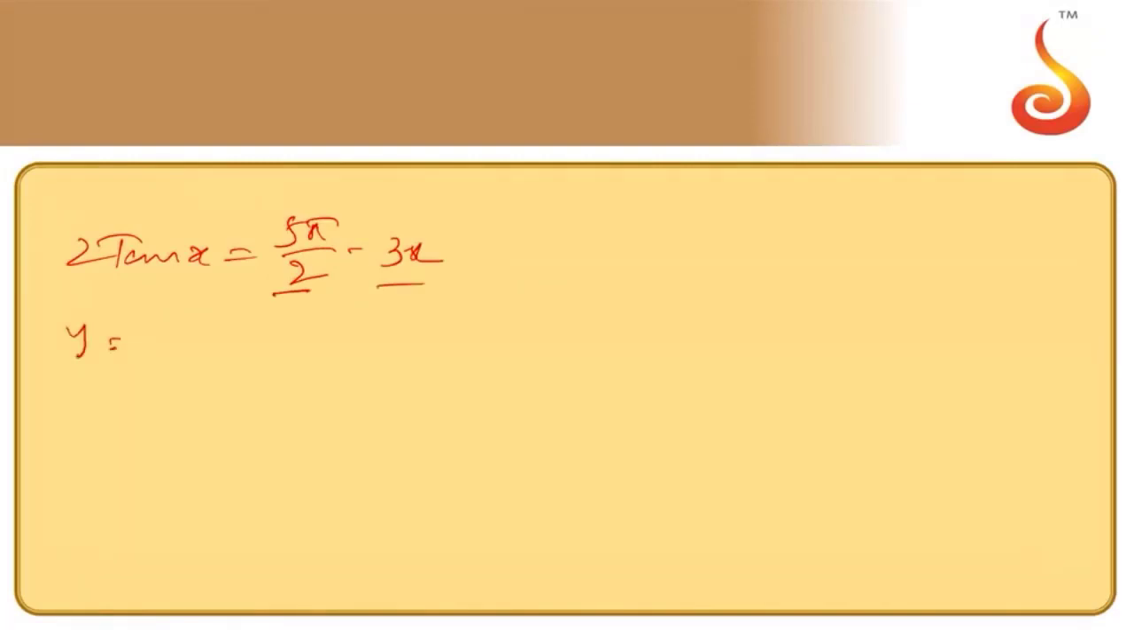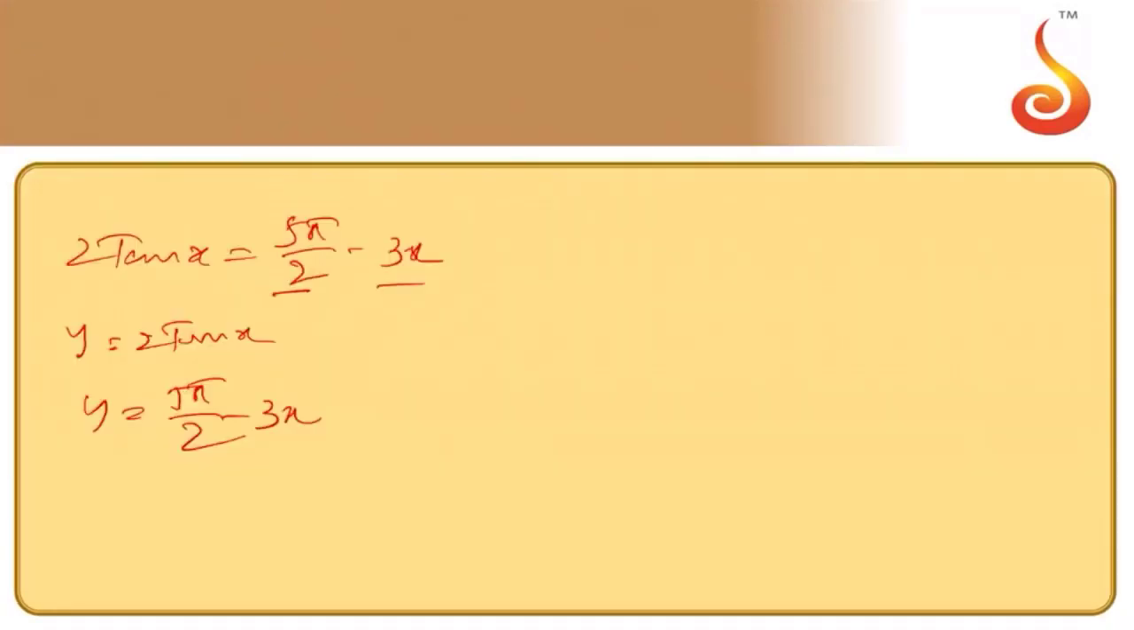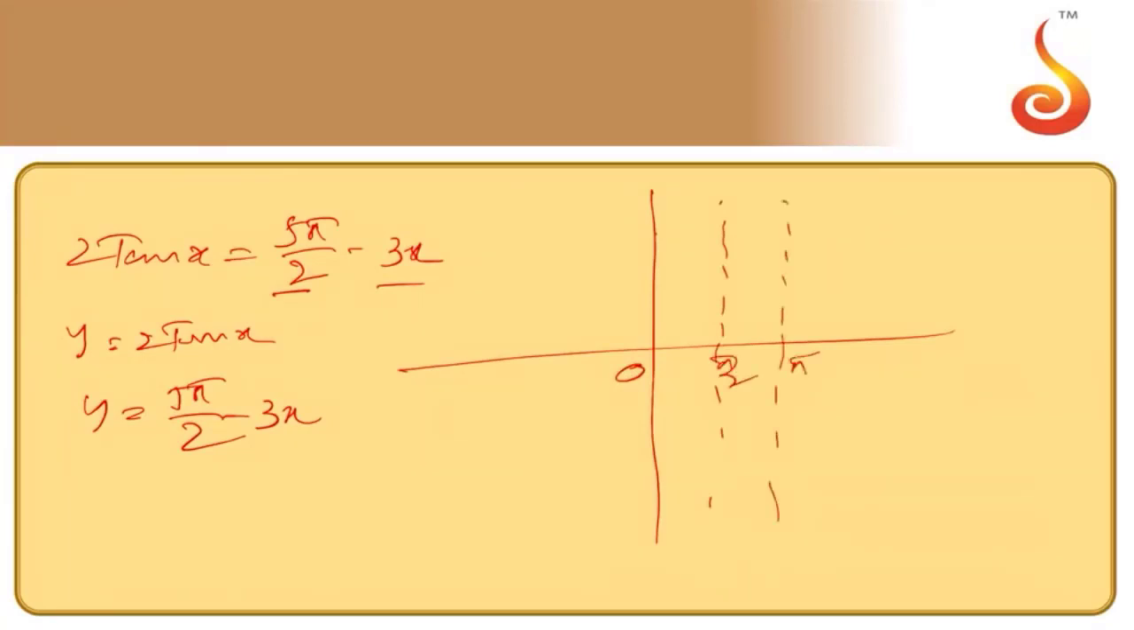5 pi by 2 minus 3x, a constant minus 3x. So I consider the two graphs: y is equal to 2 tan x and y is equal to 5 pi by 2 minus 3x. The interval is from 0 to 2 pi. If I take the graph here, the tan x graph from 0 to 2 pi, this is pi by 2 and this is pi.